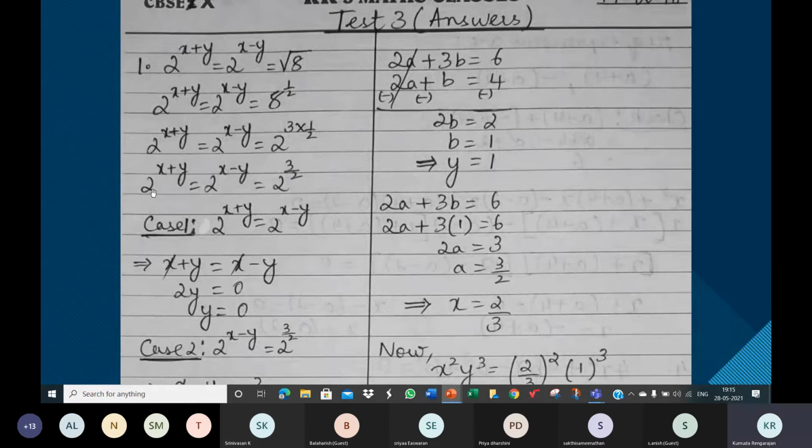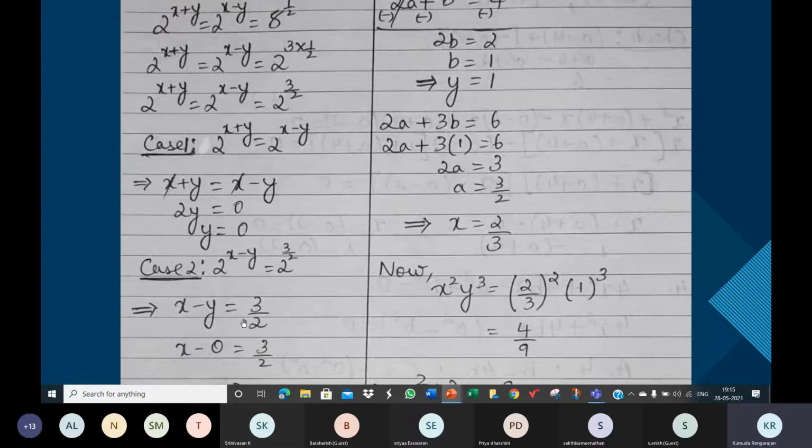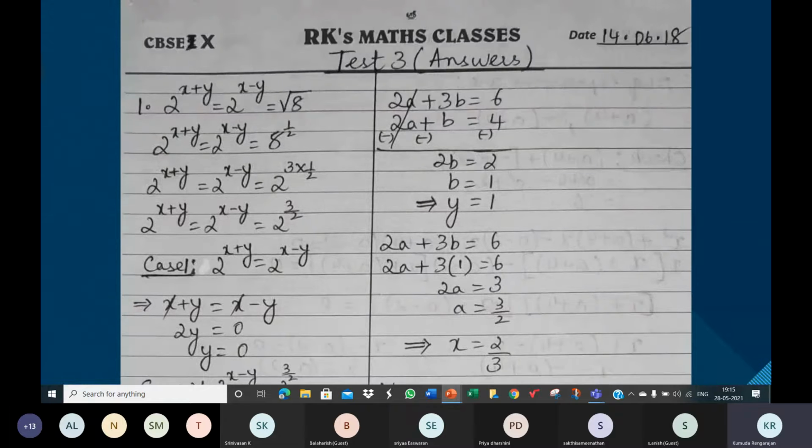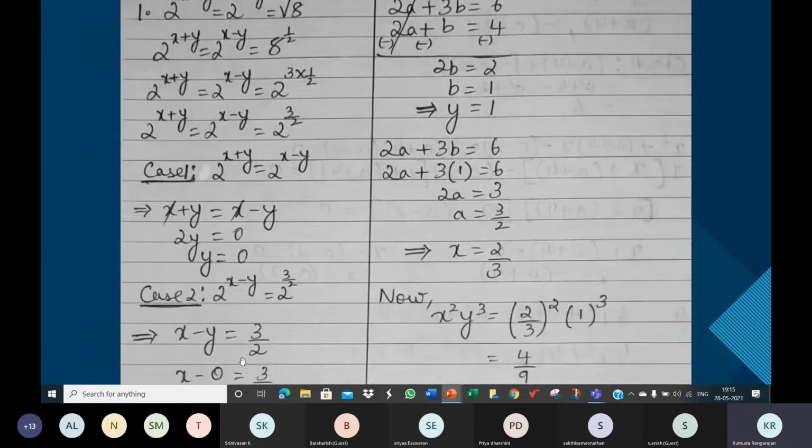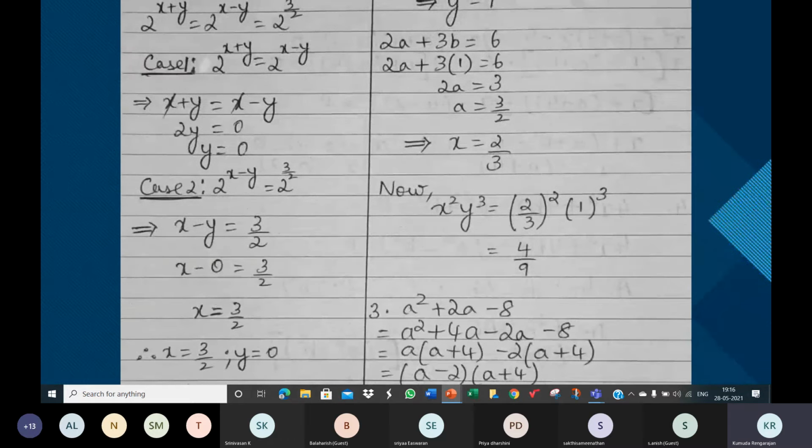Okay, so now when bases are same, you can equate the powers. So we have x plus y is equal to x minus y. On equating these two, see here, case 1, equate the powers because bases are same. So x plus y is equal to x minus y, and that gives you the value of y straight away. You can also have equations like x plus y is equal to 3 by 2 and x minus y is equal to 3 by 2. You can equate the powers. So here you can see we have equated x plus y and x minus y and the value of y is 0.